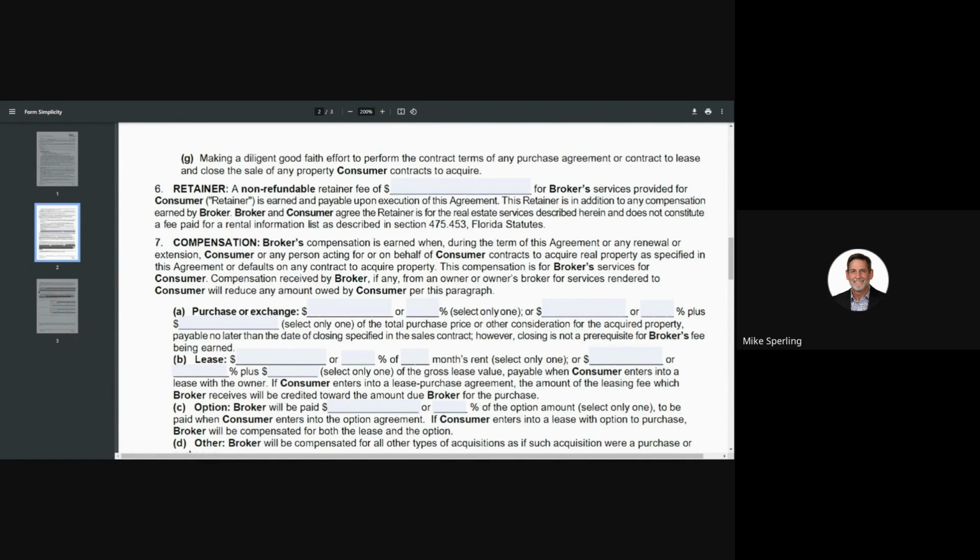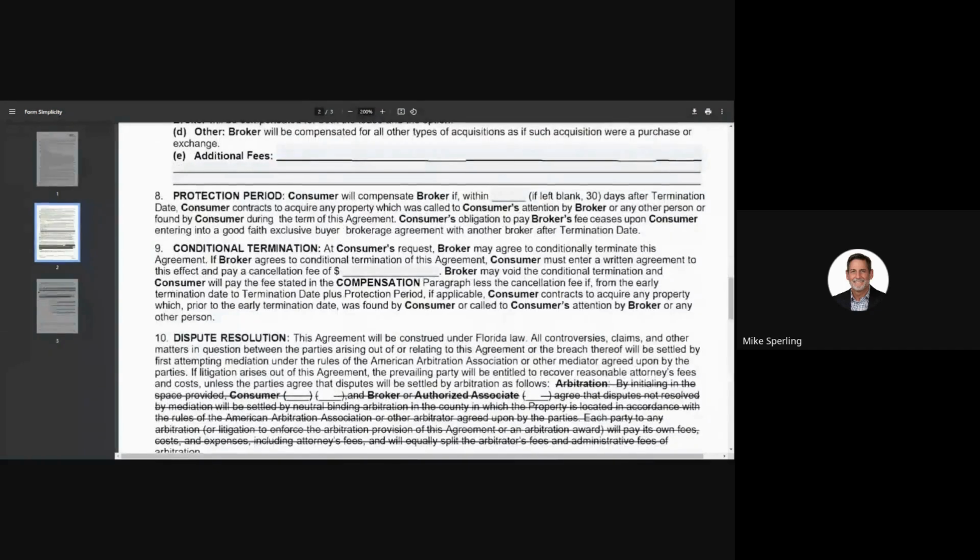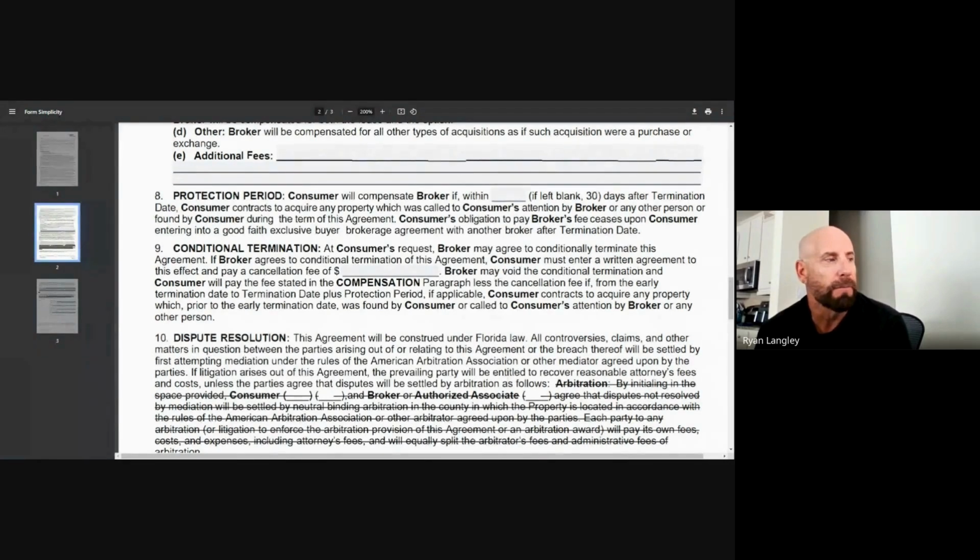All right. Very good. Thanks. And number 9 as well, conditional termination. Is that again just whatever they'll agree to as well, what our time is worth? Yeah, but this is no cancellation fee. So yeah, I think this is kind of an either or on this.